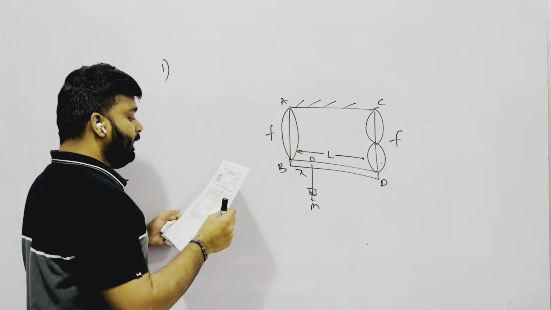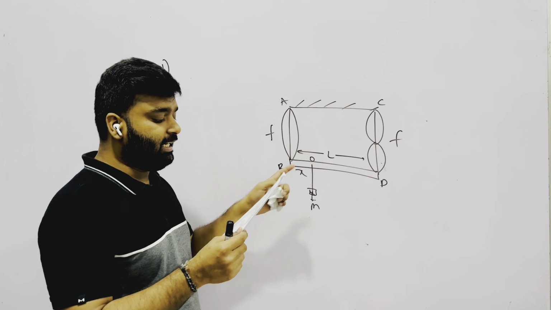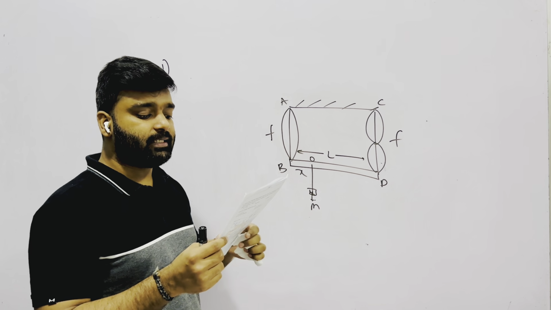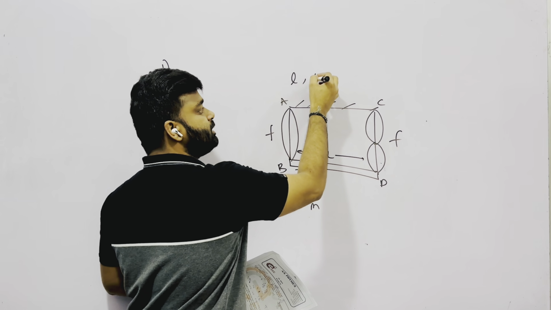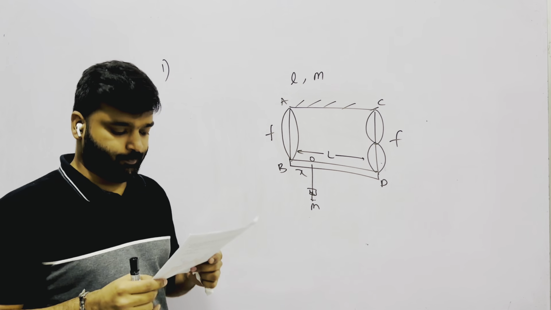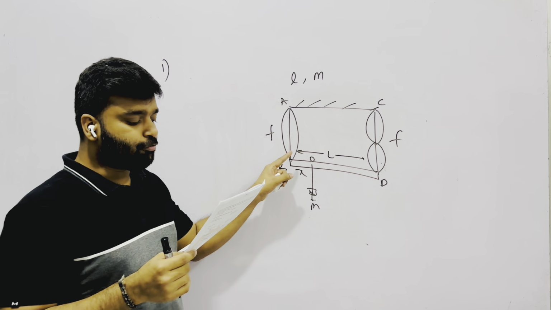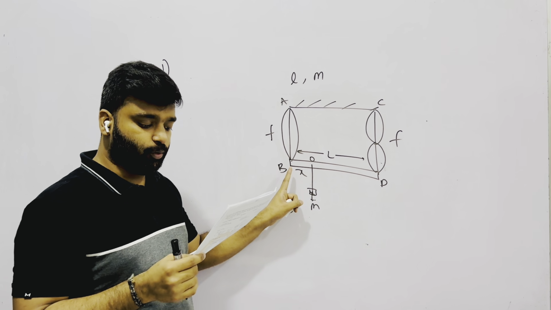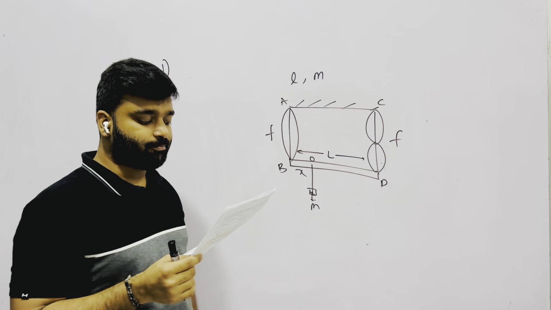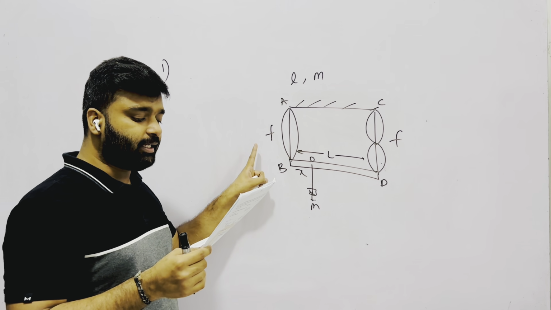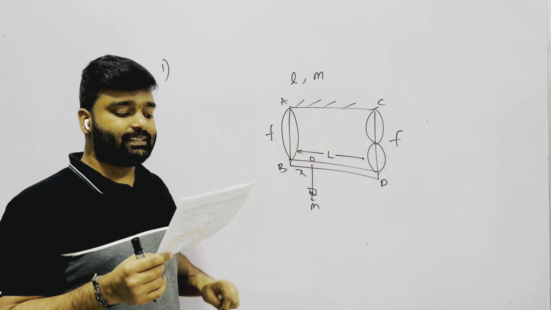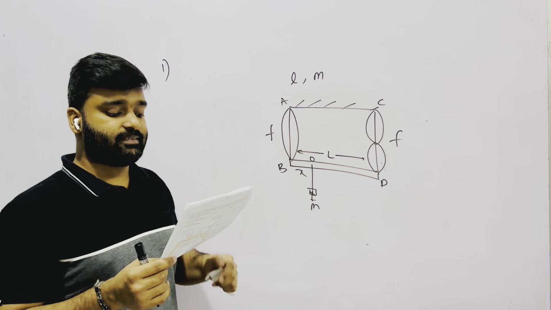A massless rod of length L is suspended by two identical strings AB and CD. Identical strings mean their length and mass per unit length are both the same. A block of mass M is suspended from point O such that BO is equal to X. It is observed that the frequency of the first harmonic in the string AB is equal to the second harmonic in the string CD.